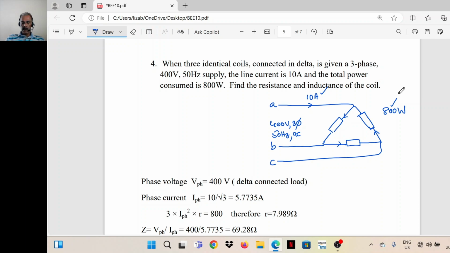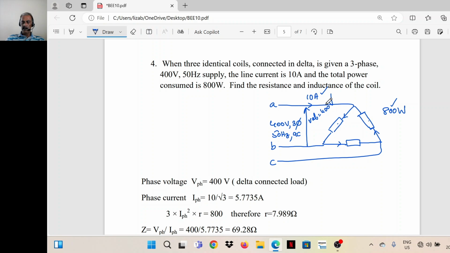So in this question, line current is given as 10 ampere. Three identical coils, that means the impedances are equal. Supply is balanced, load is also balanced. So all the currents, line currents and phase currents, will be equal. Phase voltage is 400 volt. I'll mark VAB here. VAB is equal to 400 volts.